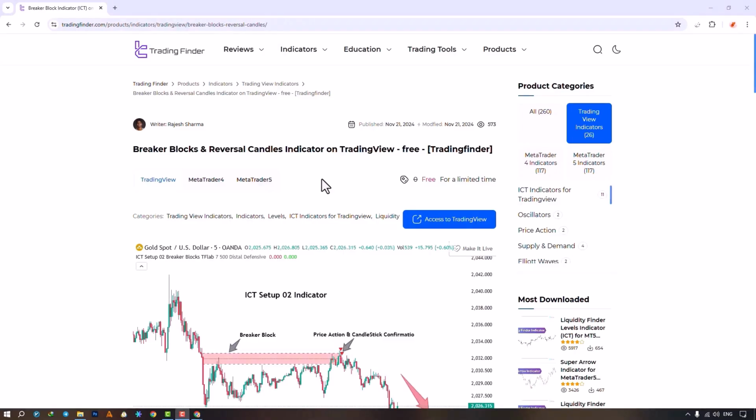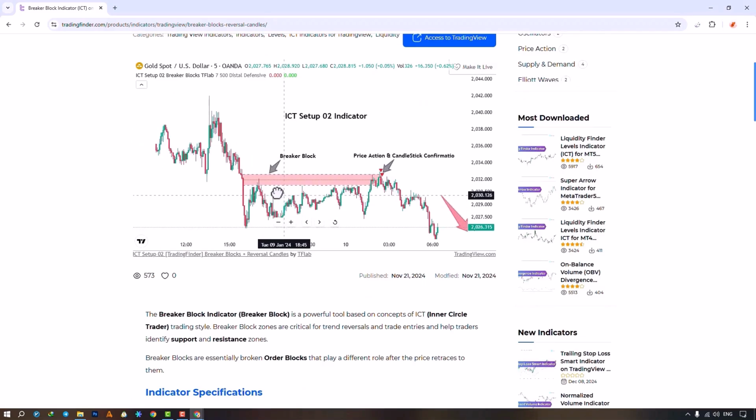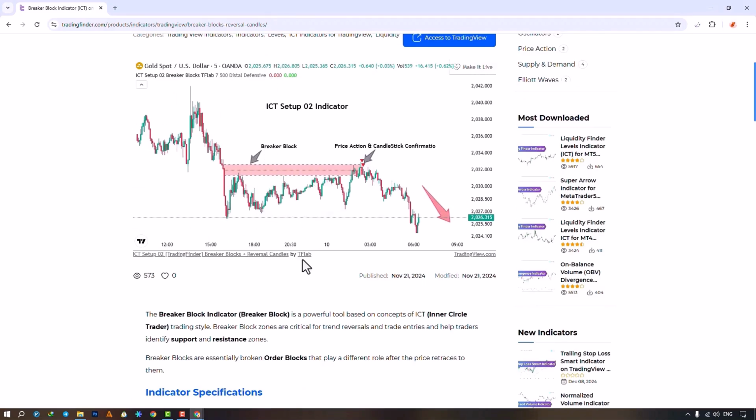The burger block and reversal candles indicator is available for various platforms on the Tradingfinder website. From this section, you can access the indicator on the TradingView website. Search for the indicator on TradingView and apply it to your chart. Add it to Auto Favorites for quick access.